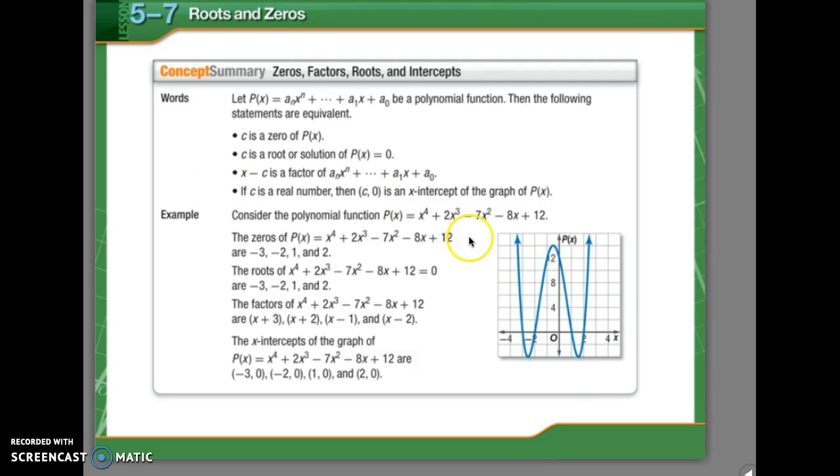If we look at an example real quick, if we have the polynomial p of x equals x to the fourth plus 2x cubed minus 7x squared minus 8x plus 12, we can find the zeros of that. The zeros are also the roots, which we can also express as factors if we put them in the form of x minus the root. And they're also the x-intercepts if we write them as coordinate points with y values of 0.